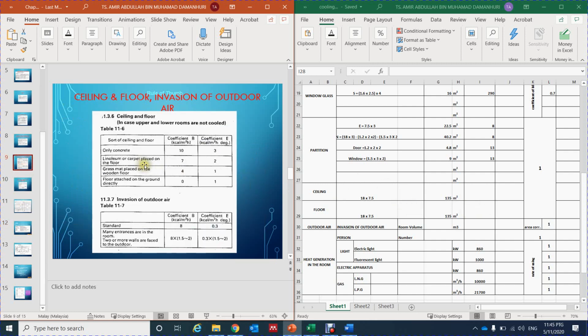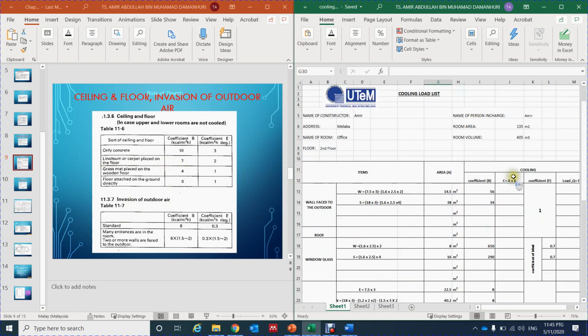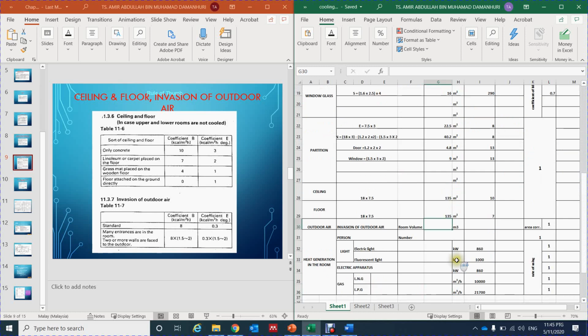So now the ceiling is only concrete, so the coefficient of B here is 10. The floor has linoleum on it, so we will use the coefficient of B, which is 7 here. For the infiltration of outdoor air, what is the room volume that we have? We calculated before. It is 405 cubic meters. So we can put here 405.